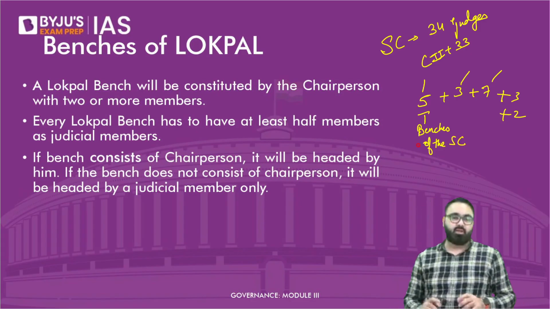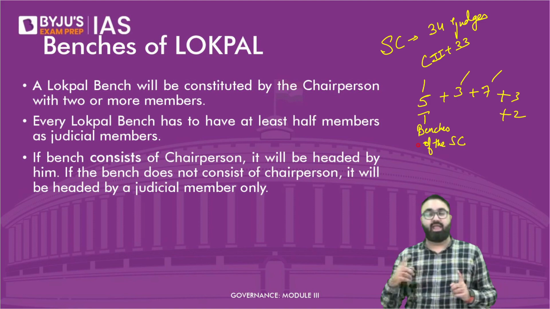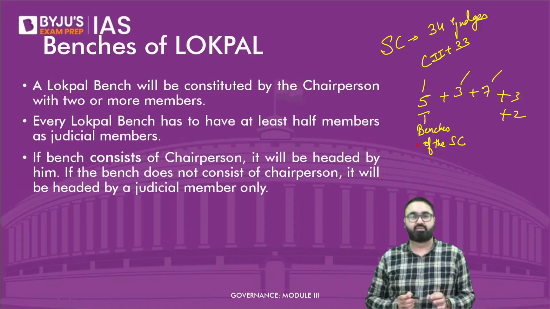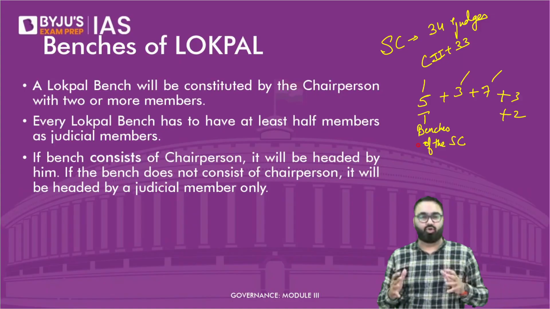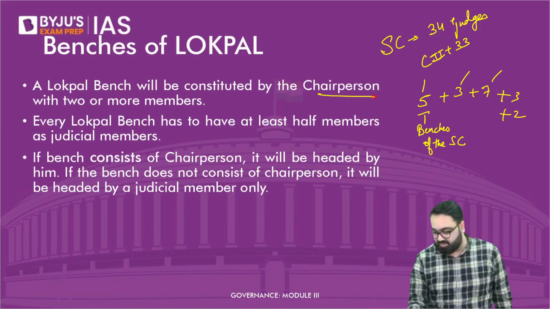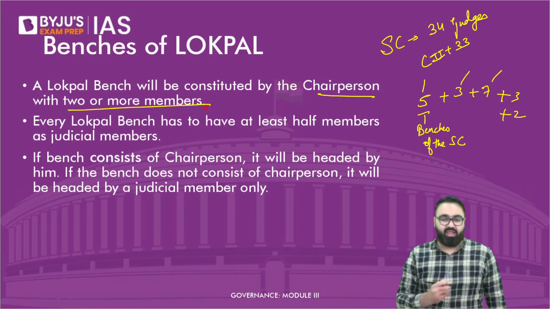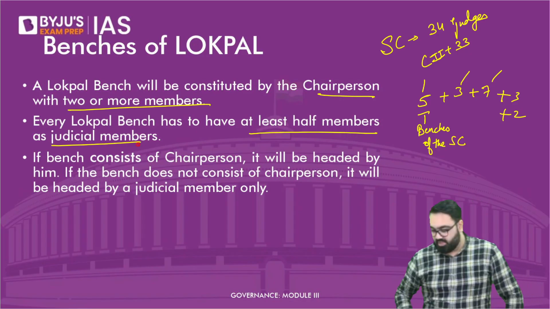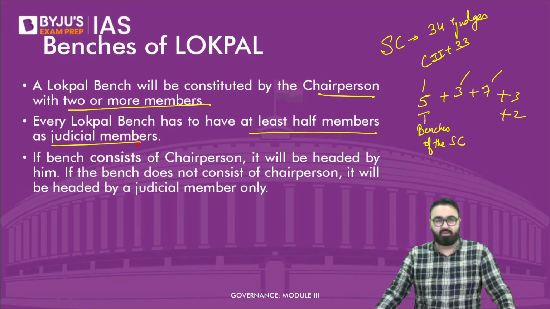Similarly, Lokpal also works in a similar manner. One chairman and 8 other members of Lokpal will never sit together to hear a case. There will be different teams, smaller teams, benches, of the Lokpal. For example, one bench will have a chairperson and 2 or more members. Every bench should have at least half judicial members. So in any bench, we have to have at least half judicial members.